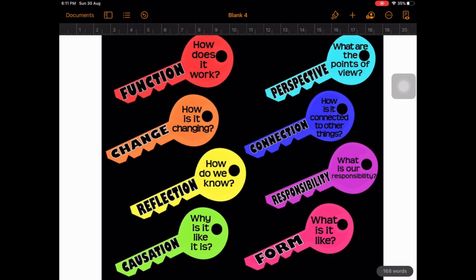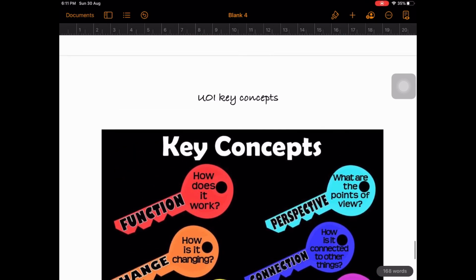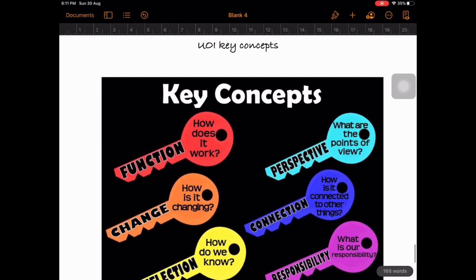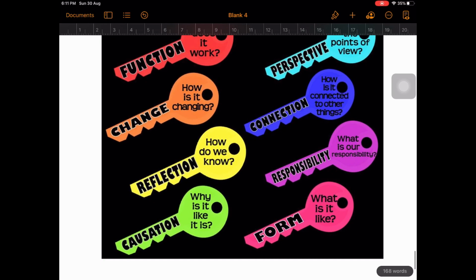Perspective, what are the points of view? Connection, how is it connected to other things? Responsibility, what is our responsibility? Form, what is it like?